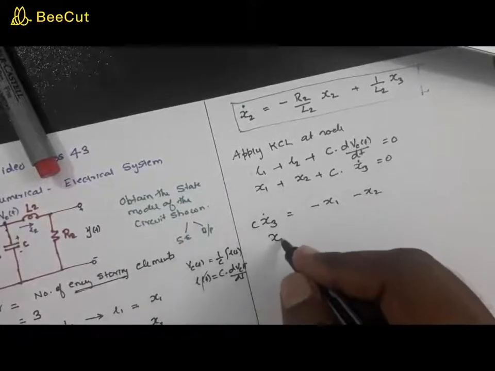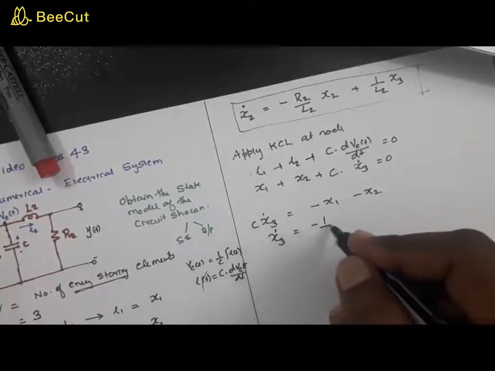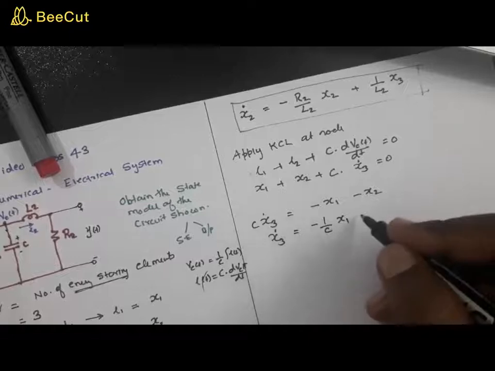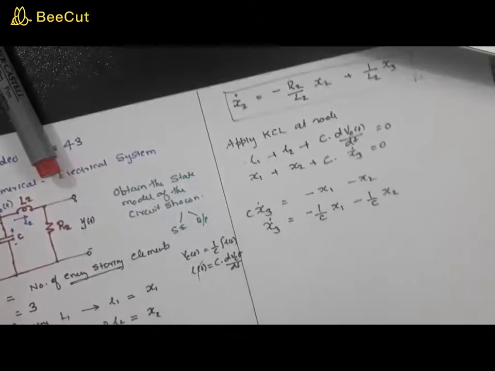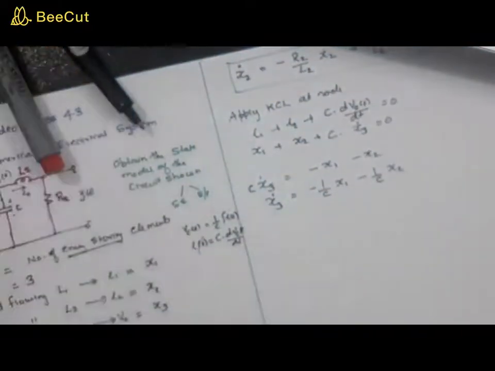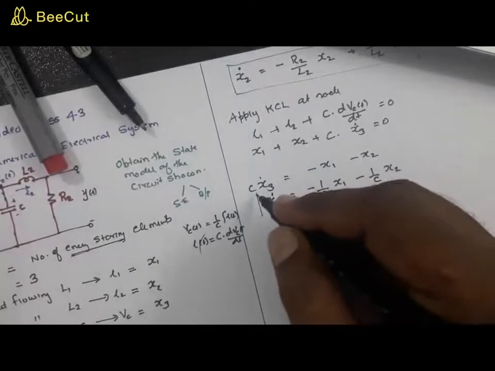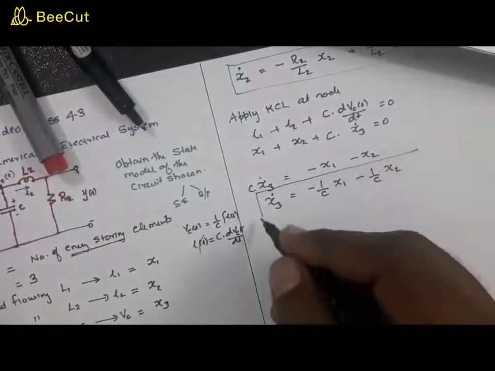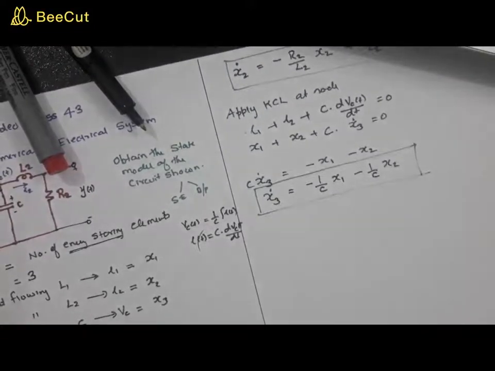Or x3 dot is equal to minus 1 by C into x1 minus 1 by C into x2, right? So this is it. So we got the third part of the state equation. So you all got this x1 dot, x2 dot and x3 dot.